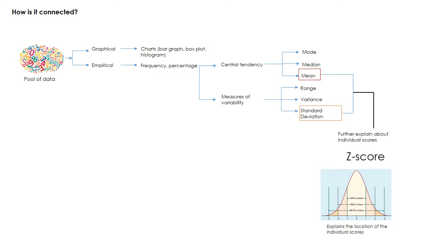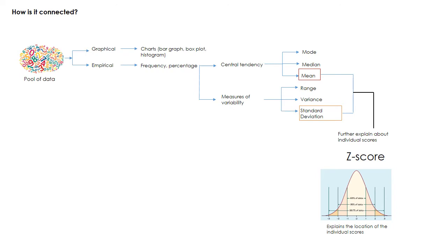Then in a couple of weeks, we are going to see how we use the mean and standard deviation to compare data, to compare between groups, or to find out relationships, to understand further about our data. That's how it's connected. The first part is all descriptive statistics. Up to finding mean and standard deviation, it is descriptive statistics.